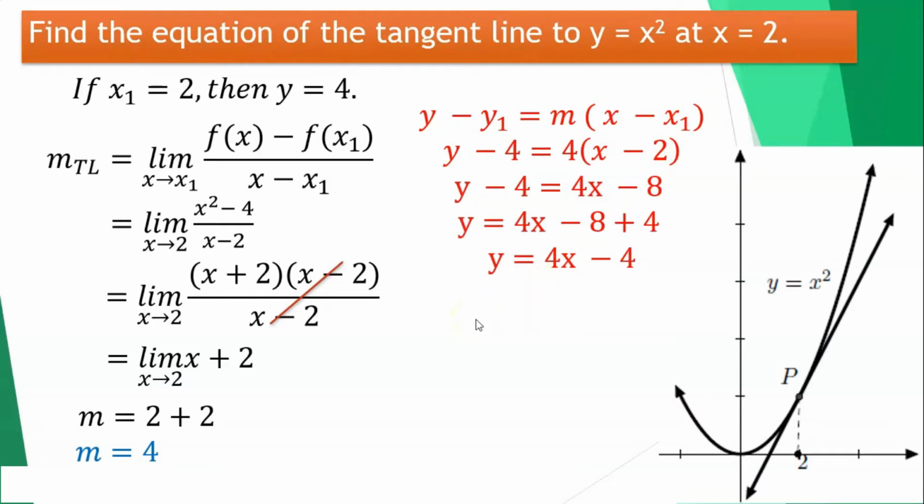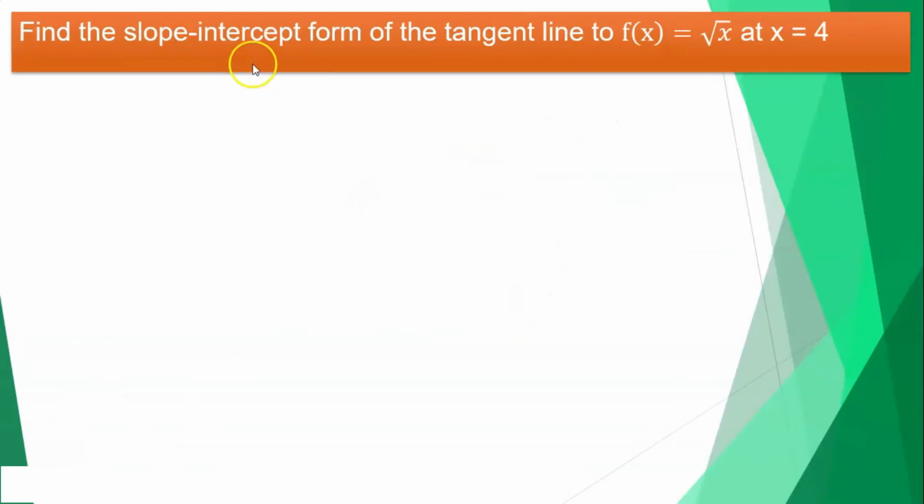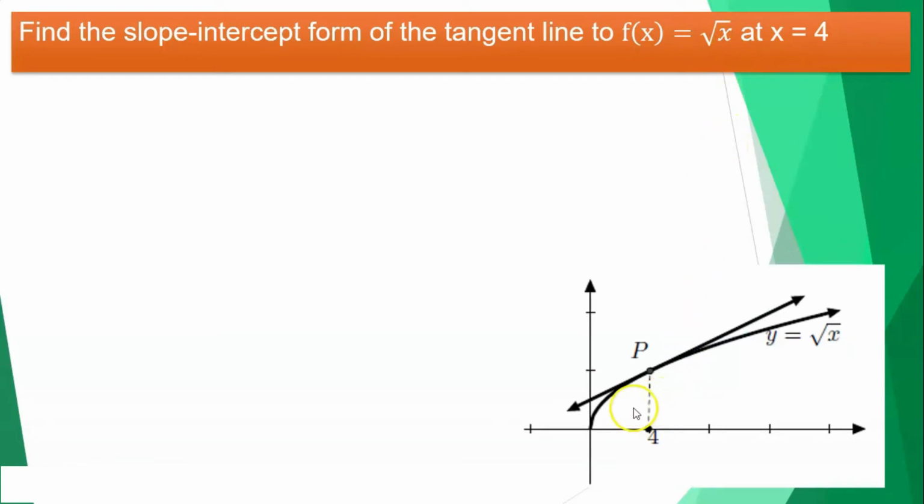Okay, another example. Find the slope-intercept form of the tangent line to f of x is equal to the square root of x at x equals 4. Now, sketching square root of x, it would look like this. This is a graph of square root of x, and at x equals 4, we will get this. This is where the point of tangency is. So if our x is 4, our y is 2.